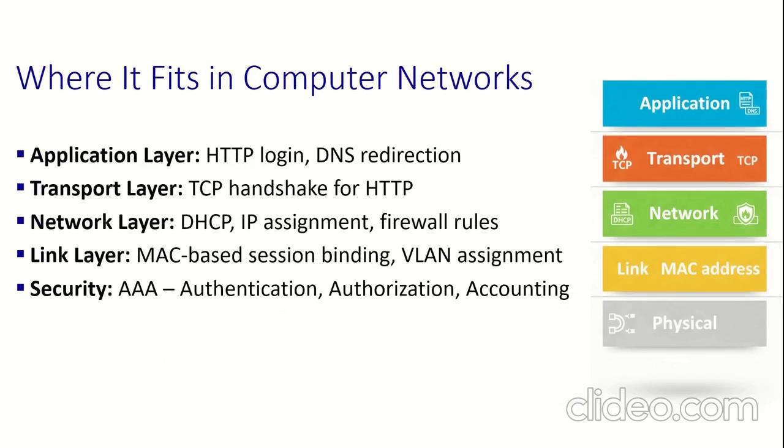Now let's look at it through the top-down model that we have been studying in our course. As you can see, the OSI model on the right-hand side, it all starts from the application layer. The application layer handles redirection and login. Transport layer handles the TCP connections, network layer handles the DHCP and the firewall rules. The link layer binds your MAC to the session, and the security relies on the AAA.